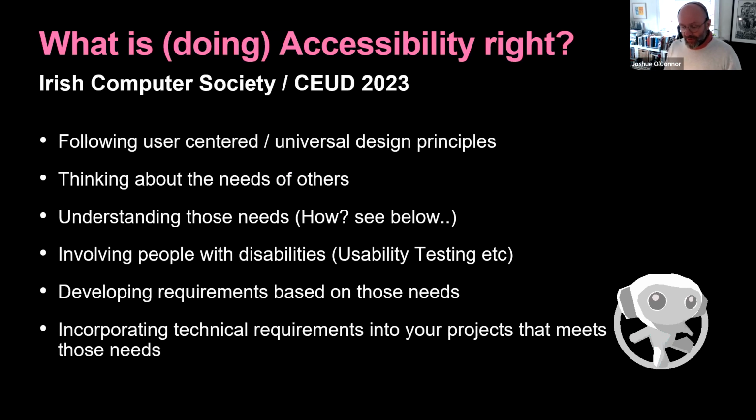So what is doing accessibility right? Now, this is really important because we have brilliant universal design principles and user-centered design, really putting the user first. But how do we do that? What does that really mean? It sounds like a lot of work, you might be thinking. Yes, it kind of is, because it's really about thinking about the needs of other people, and particularly needs that you mightn't actually really understand.